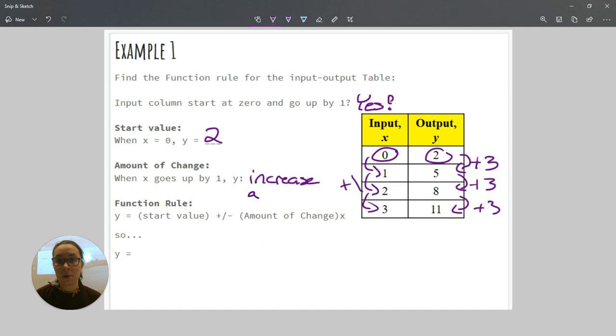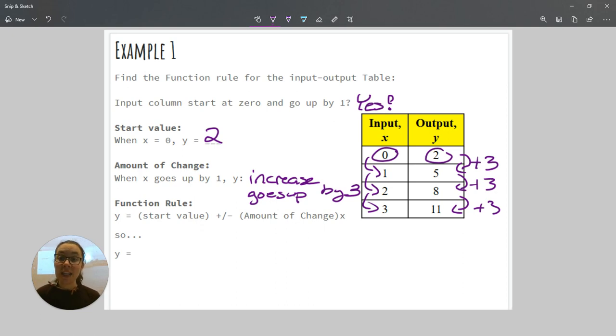increase, or goes up, by, let me erase my plus 1 here so I have room, goes up by 3. All right. Now we have all the information we need. We can put our function rule together.